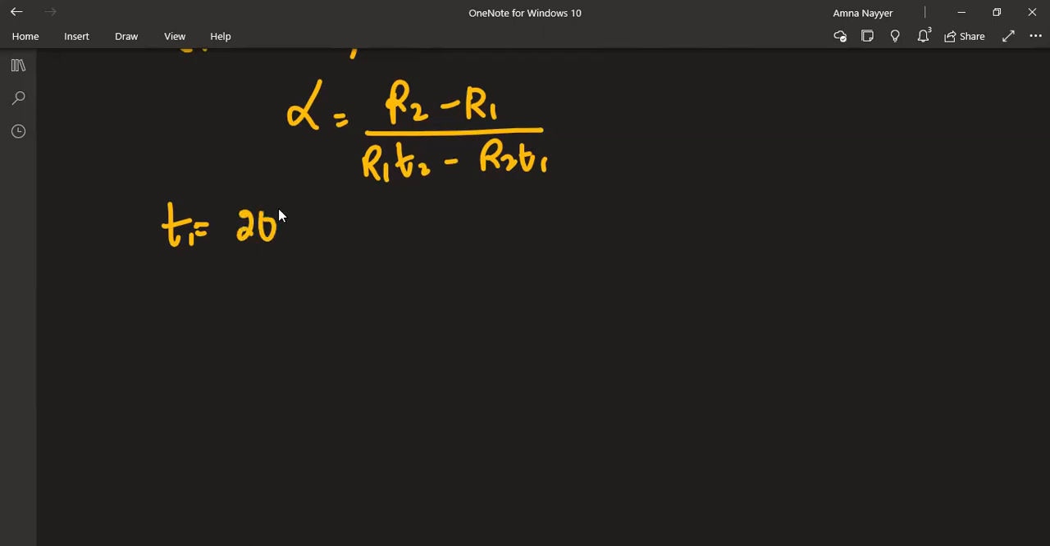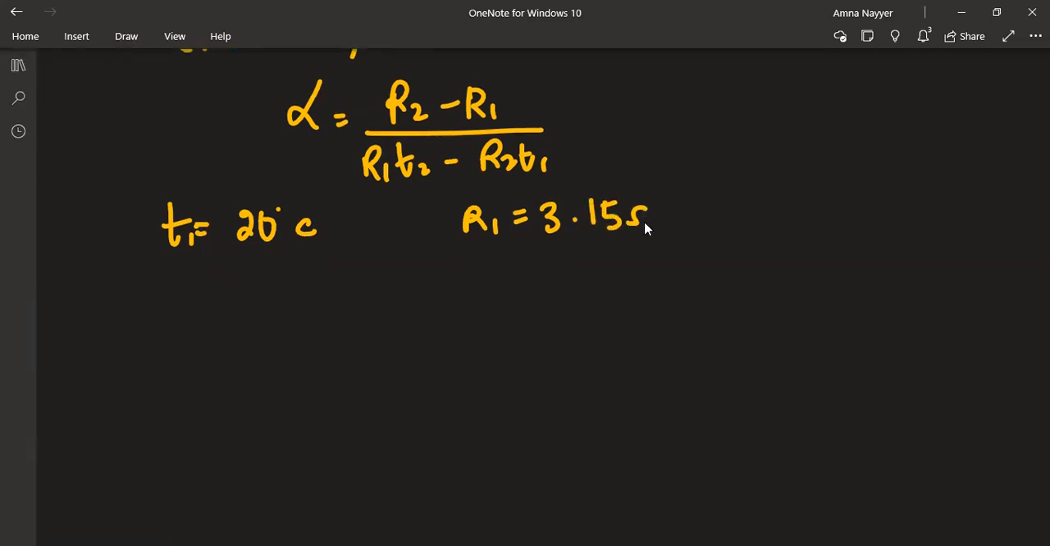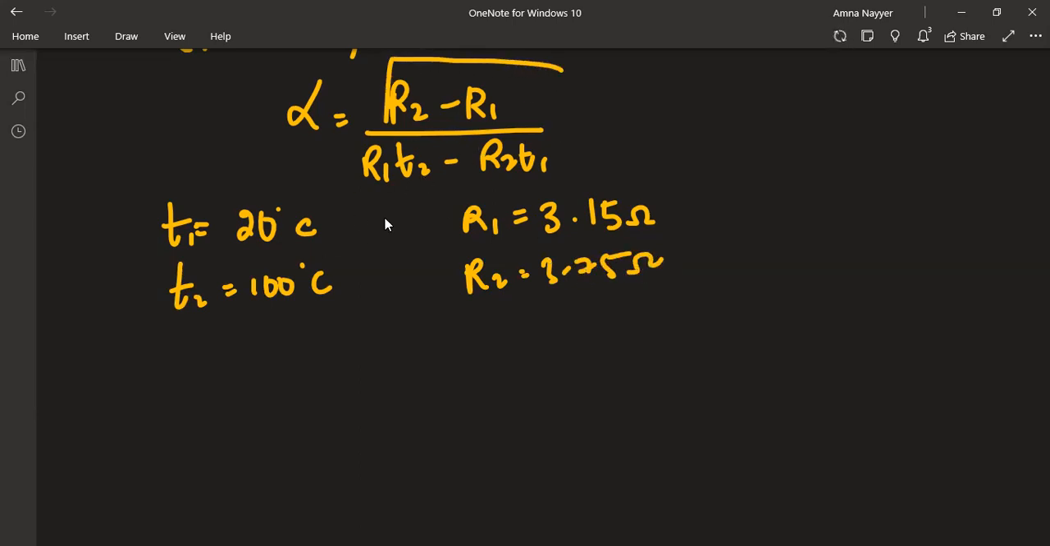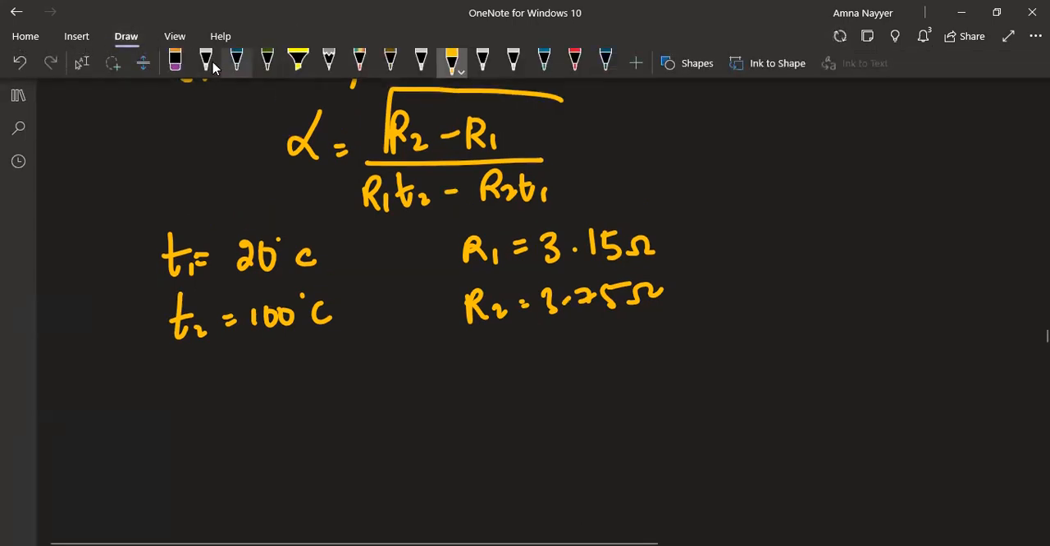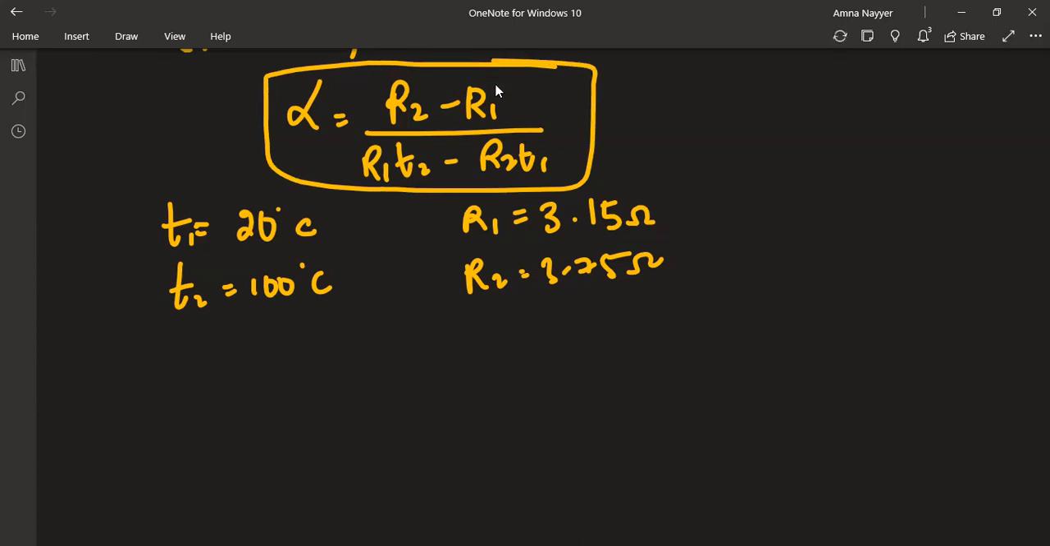Now for alpha's value, T1 is 20 degrees Celsius and R1 is 3.15 ohms, and T2 is 100 degrees Celsius and R2's value is 3.75. So everything is given, just substitute in this format. Okay, noted down.